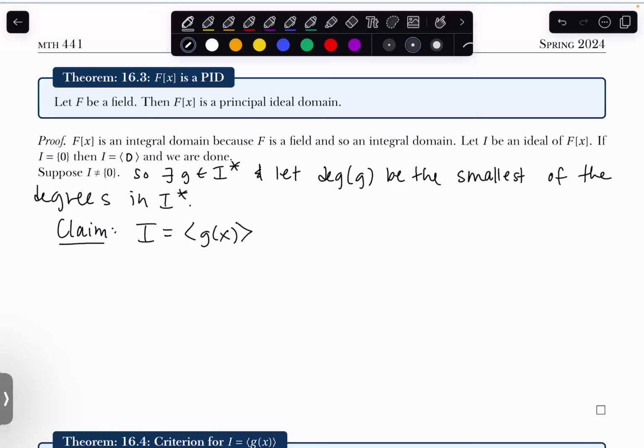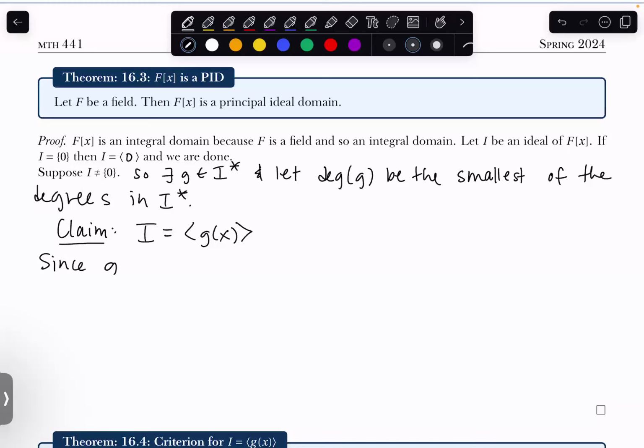Okay, so we need to do double containment. One of the containments is pretty easy. Which containment would be easier to do? I is in this ideal, or this ideal is in I? That this ideal is in I. Because I already know G is in here, so every multiple of G also has to be in there. So I know that containment going in that direction, I get almost immediately here.